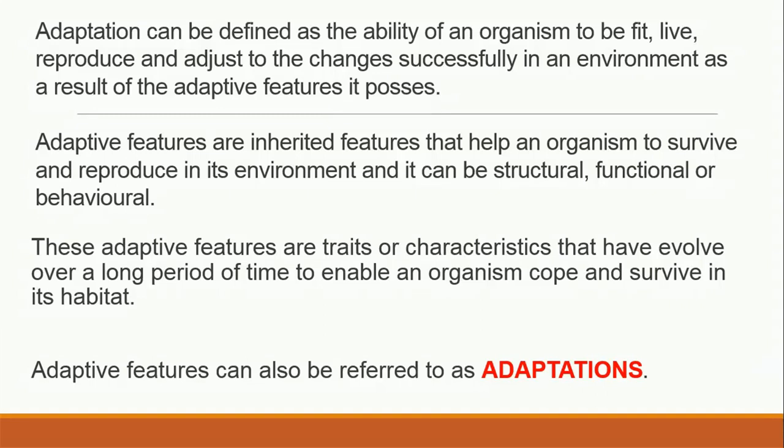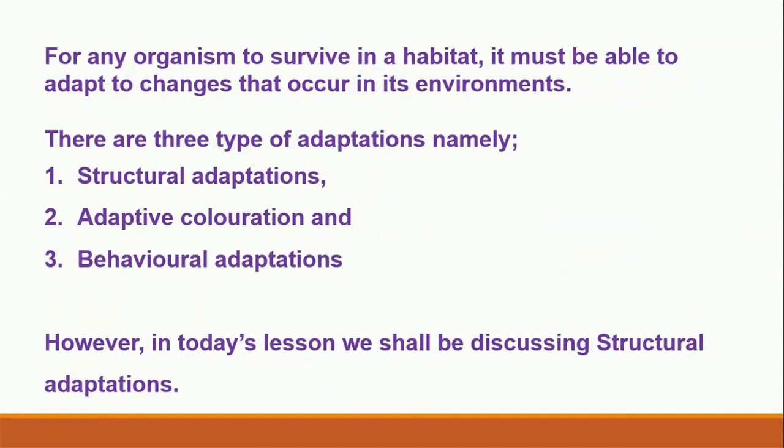Okay, now let's take human beings as our case study here. In human beings we have different adaptive features that help them to survive. We'll discuss them later. For any organism to survive in a habitat, it must be able to adapt to changes that occur in that habitat or environment. Now, there are 3 types of adaptations. Don't forget that another name for adaptations is adaptive features. They are: 1. Structural adaptations, 2. Adaptive coloration, and 3. Behavioral adaptations. However, in today's lesson we shall be discussing structural adaptations.